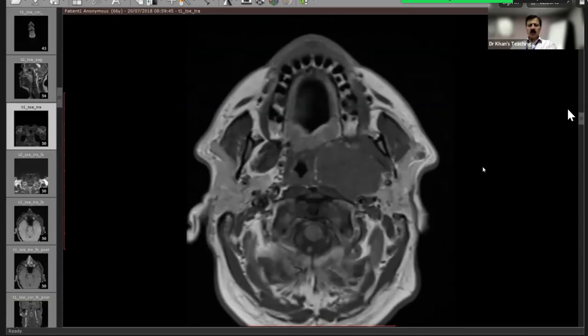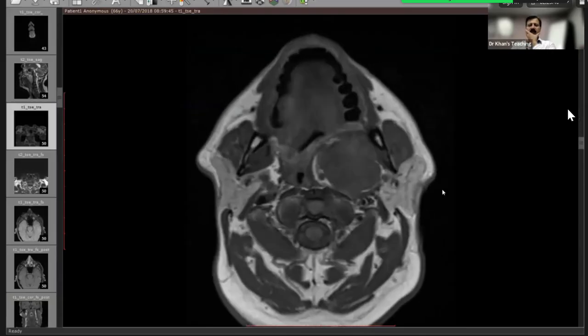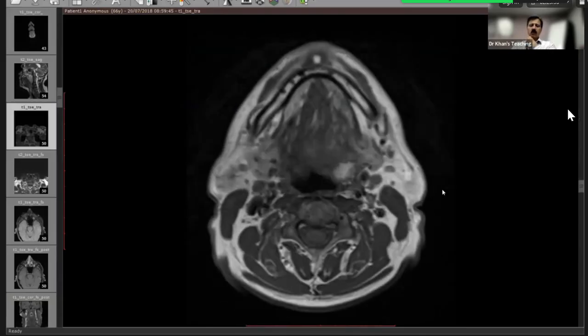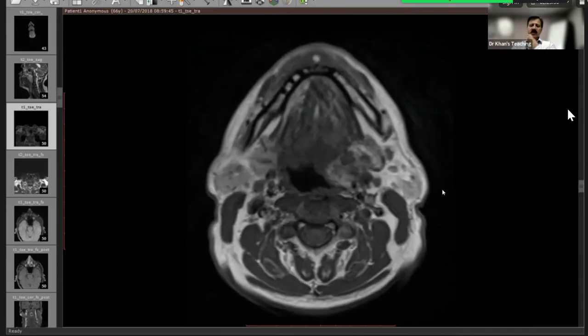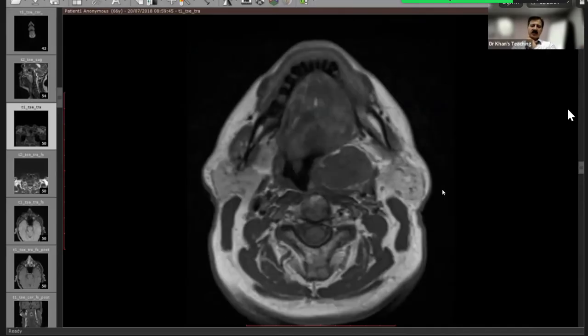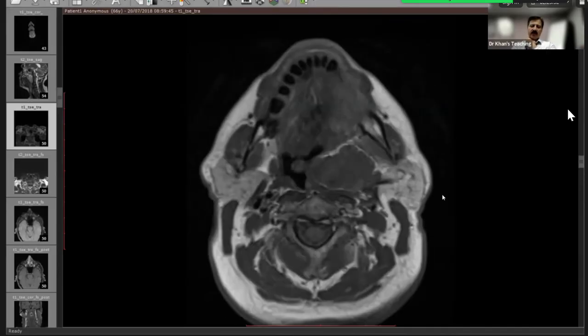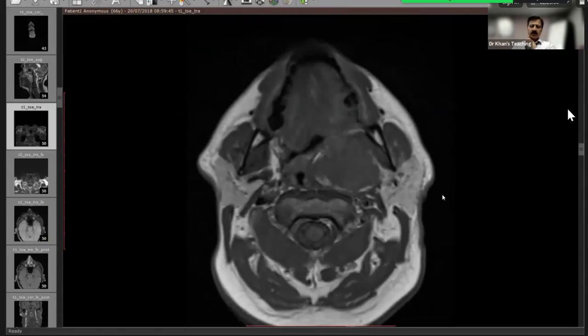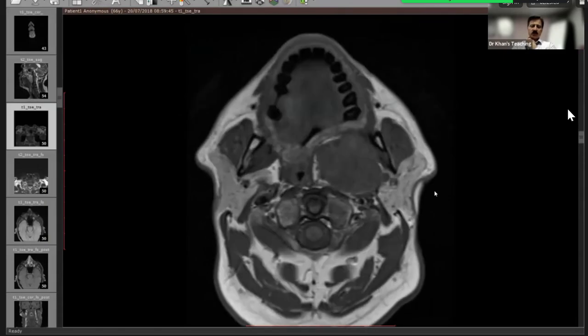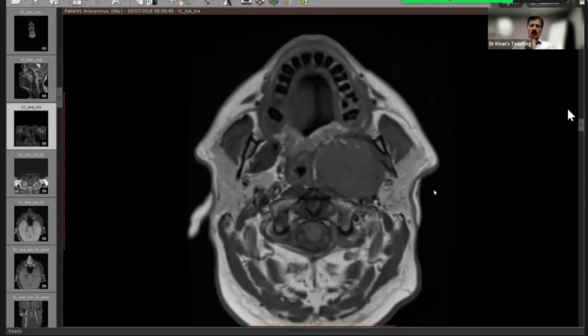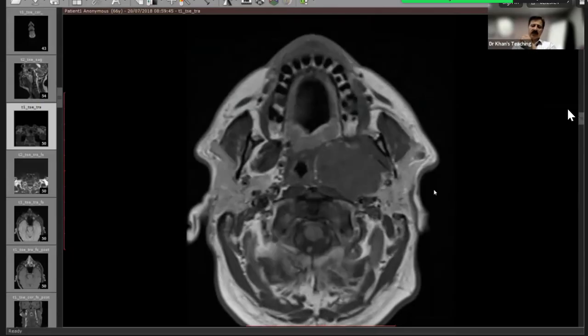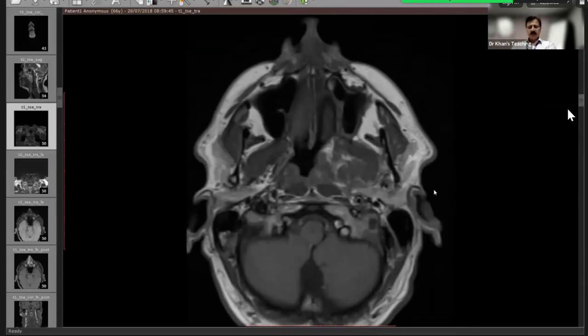So there is a mass on the left side, and orient yourself and describe. Go up and down. Describe which space this is arising from and what it is doing. How have you concluded which space it is? Go all the way to the skull base and come back and take your time.